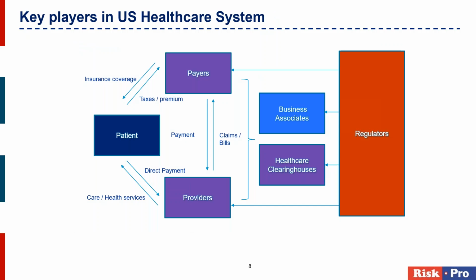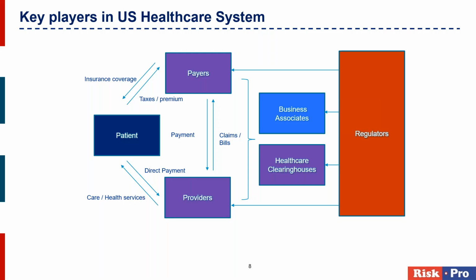So who are the key players in the US healthcare system? The patient is at the core, as we know. Then there is a payer who pays for the patient. Providers provide the services, the healthcare services or the insurance services, and those are the providers where the direct payments are coming.